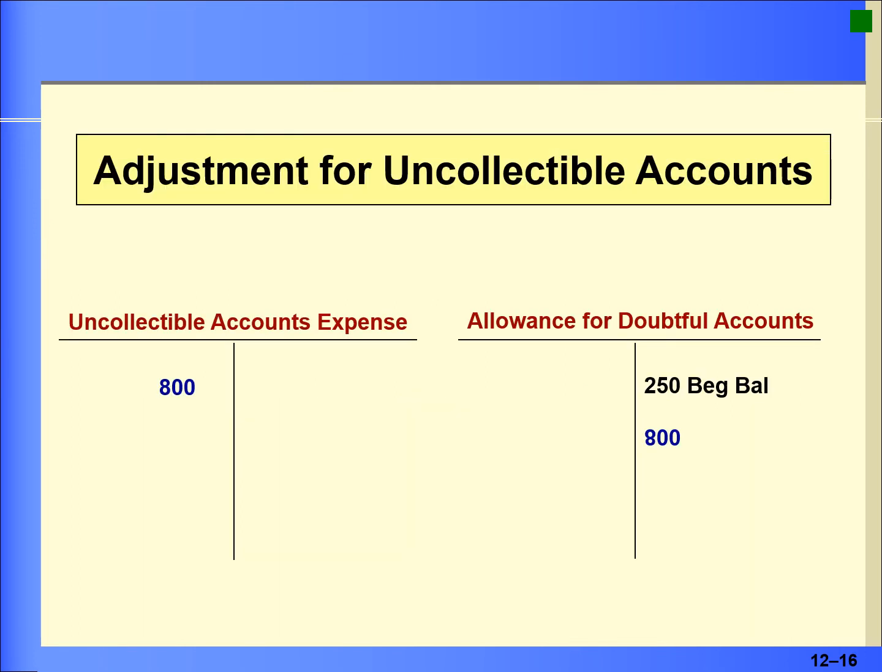Now, this was going back to 2 slides previously when we came up with that $800 adjustment. Again, you can see the T account wise, you're debiting $800 for your uncollectible accounts expense, and then you're crediting your allowance for doubtful accounts. And that's basically all you do.